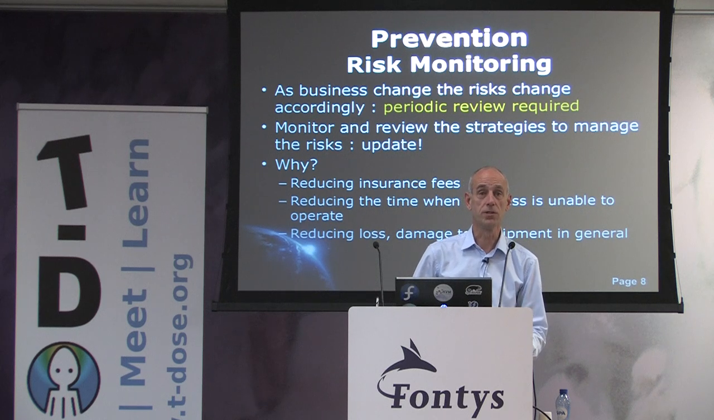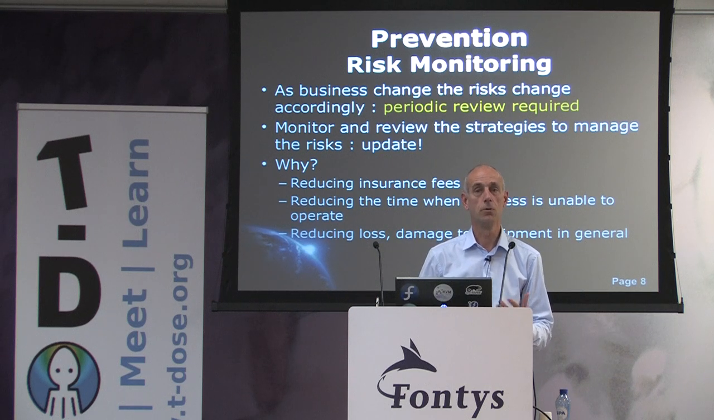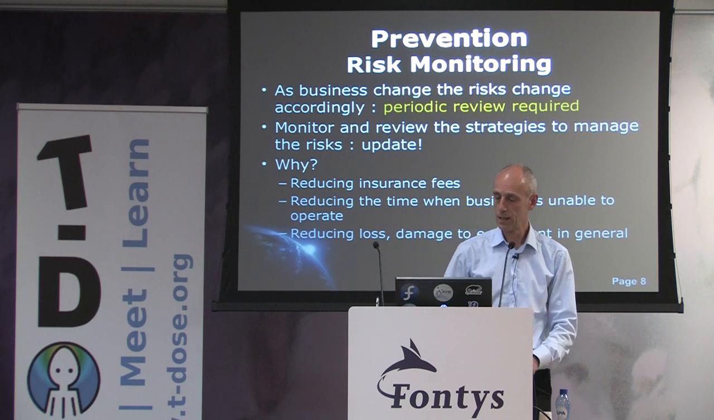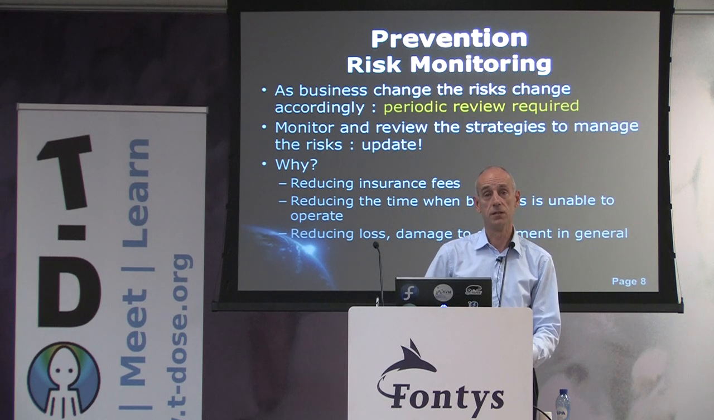For example, telephone systems. Communication is very important during business continuity. Maybe it's also good to foresee a telephone system in the cloud. Or if you have one cell operator, to have two cell operators, so that you always have continuity. If everything drops out and you can't communicate, it's very risky. So reducing loss and damage to equipment in general is a very good argument that you will gain with risk management and the monitoring of it.